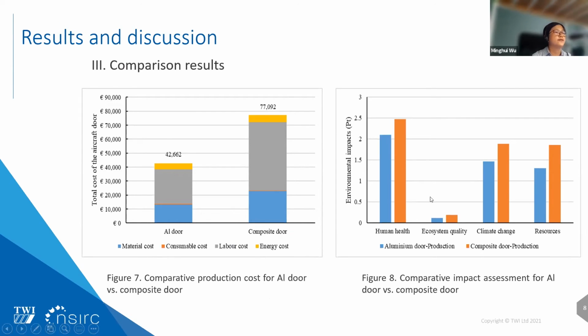Then let's look at the right figure, which is the comparison results in terms of environmental impacts. And the impacts can be measured at the 4 damage categories, which is human health, ecosystem quality, climate change, and the resources. The blue bar is the aluminum door, while the orange is the composite door. So from this figure, we can see all the impact categories in the environmental performance are lower in aluminum door production.